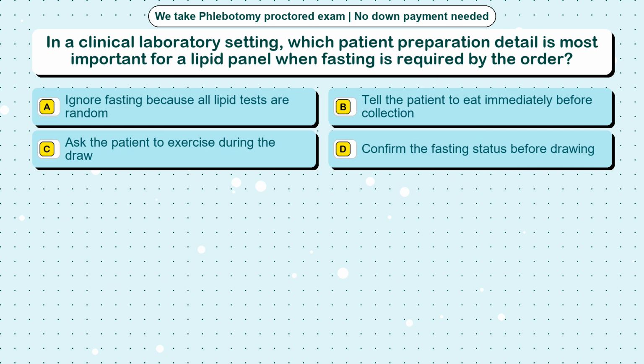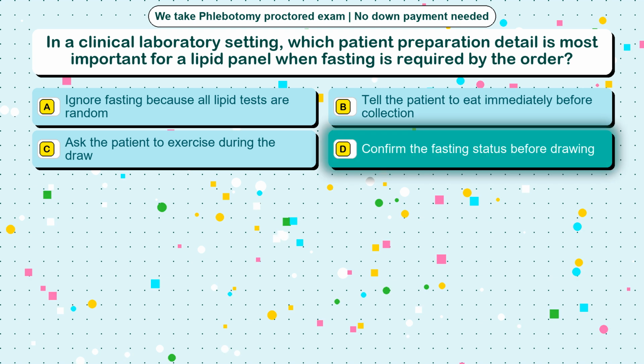Question 92. In a clinical laboratory setting, which patient preparation detail is most important for a lipid panel when fasting is required by the order? Option A, ignore fasting because all lipid tests are random. Option B, tell the patient to eat immediately before collection. Option C, ask the patient to exercise during the draw. Option D, confirm the fasting status before drawing.